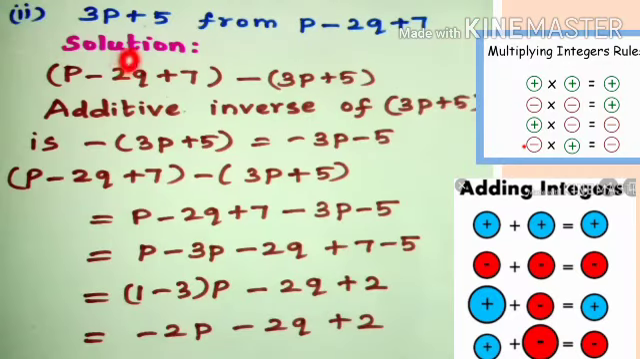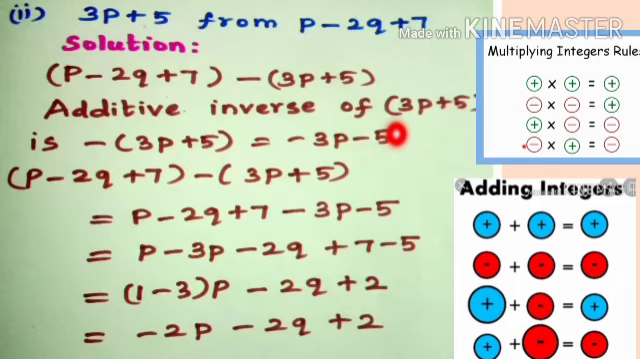The second problem: subtract 3p plus 5 from p minus 2q plus 7. This can be written as p minus 2q plus 7 minus of 3p plus 5. Here don't forget to put the bracket. In the next step, what will we do? We have to find the additive inverse of the second term, here 3p plus 5, which is minus of 3p plus 5.